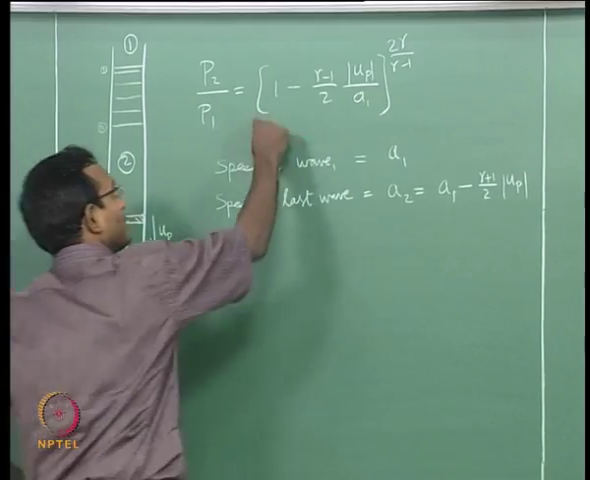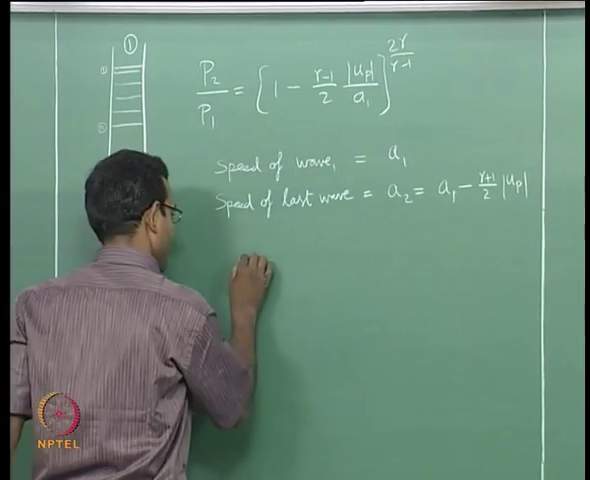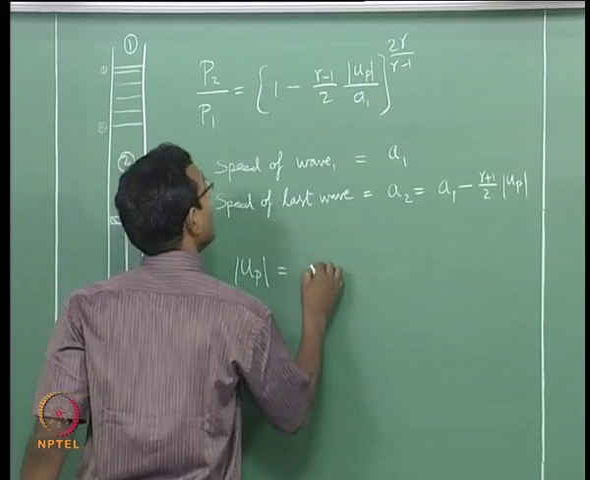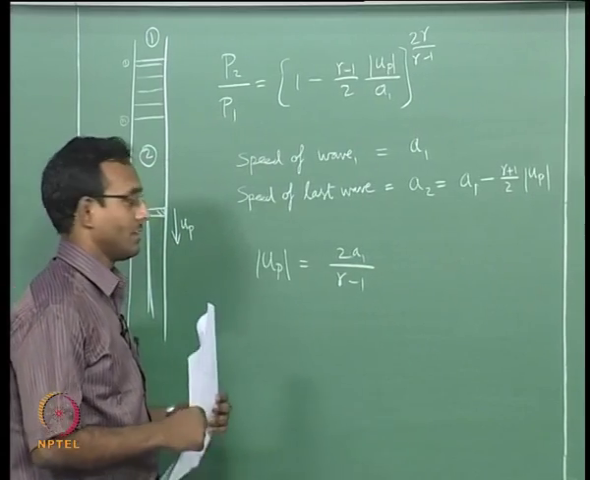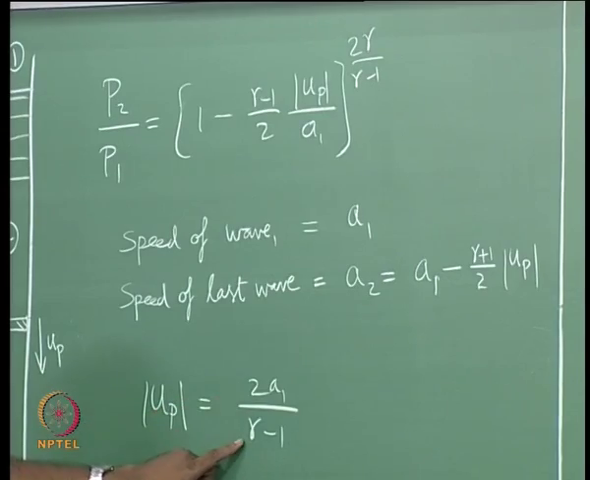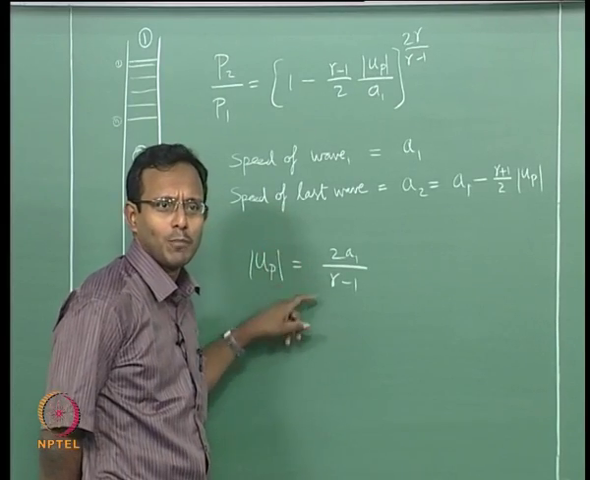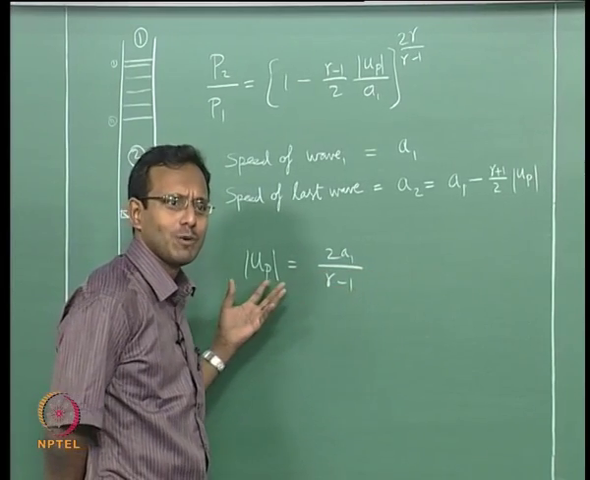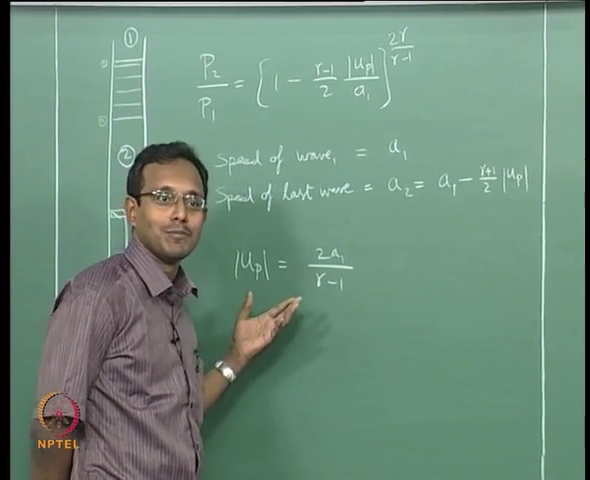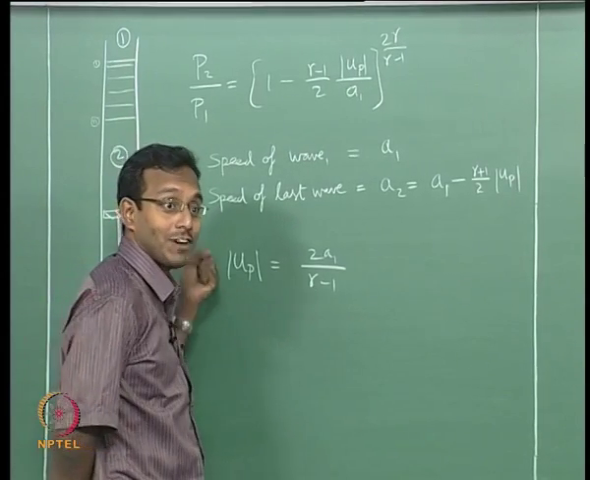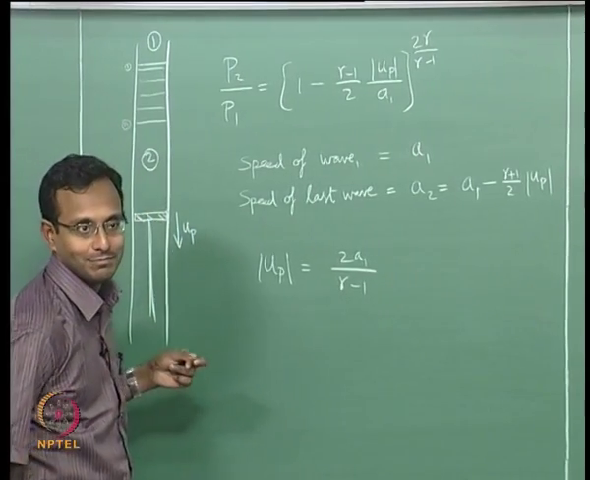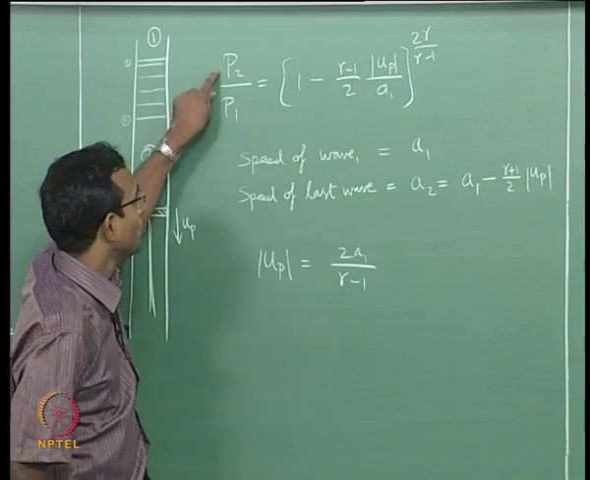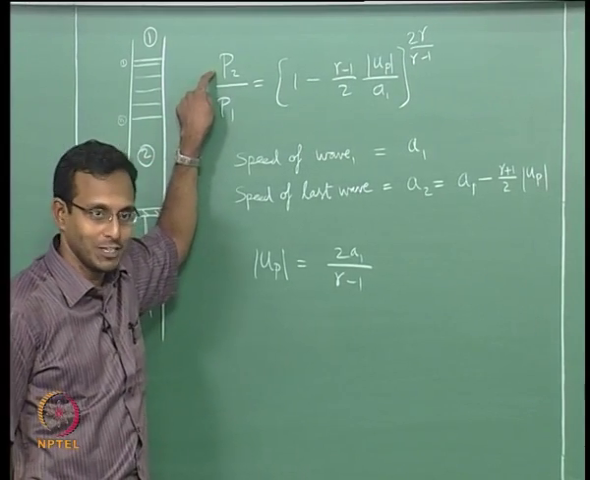Now if I look at this particular expression, it can become 0 exactly when my up is equal to 2a1 by gamma minus 1. If I assume gamma is 1.4, 2 by 0.4, that is 1 by 0.2, it is 5a1. 5a1 is not very difficult for my piston to move, if you think about it. What will happen if I move my piston faster than that value? P2 will go to 0 if it is equal to that value.